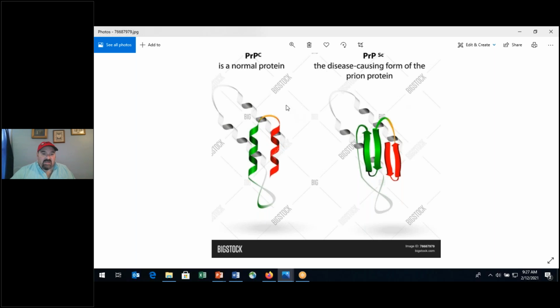Now you'll see here that there's folding that's taking place in this normal protein present within the brain. The disease-causing form of the prion protein is different. It has a different structure as far as the folding that's taking place. And just as a result of this difference from this to this, right? This is normal, abnormal. This can lead to catastrophic illnesses.